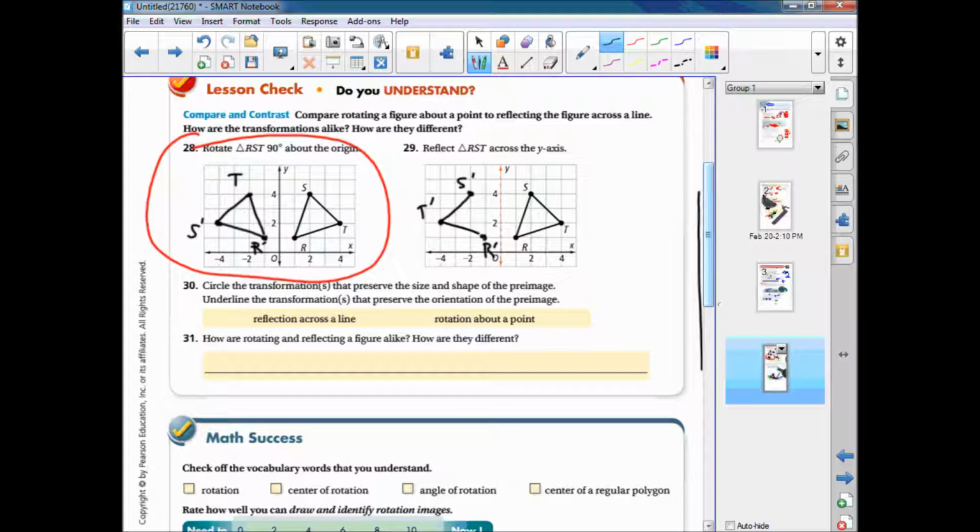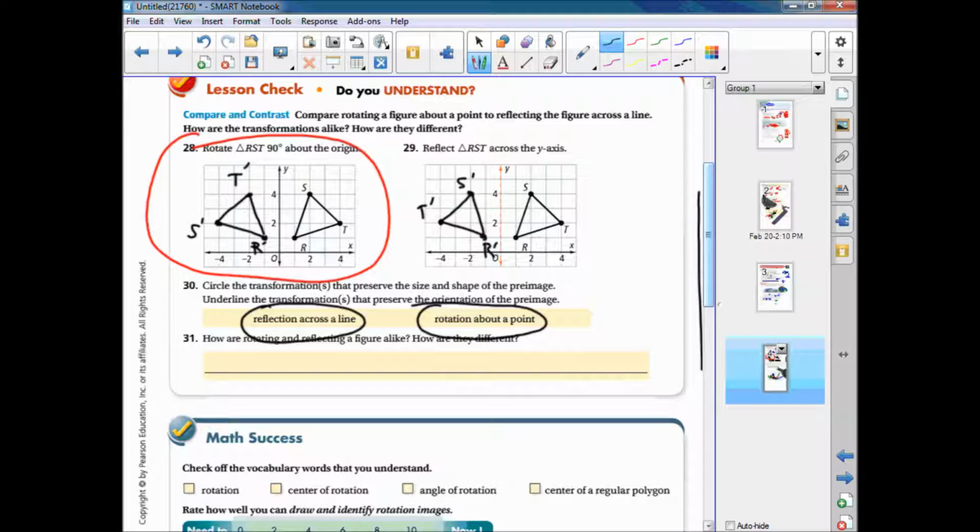And we get this. Notice the triangles end up with the vertices on the same coordinates. However, the coordinates don't match. For instance, there is a point at -2, 4 in both, but in one place it's called S prime and the other place it's called T prime. Okay, so circle the transformations that preserve the size and shape of the preimage. It should be both. Okay. Remember, this is an isometry, so it's always going to make congruent shapes.